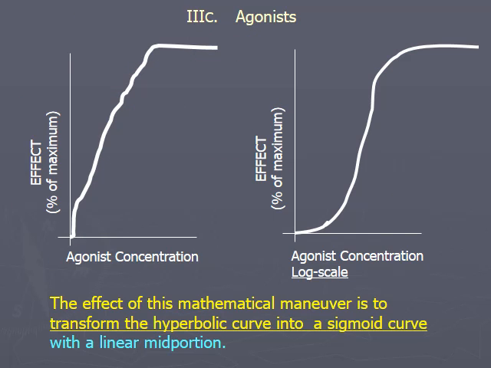And so this curve just reminds us that the left curve and the right curve are really the same. It's just the scale of the x-axes are different between the two graphs. The left curve is a linear hyperbolic function. The right curve is a sigmoidal-shaped curve, linear mid-portion, log scale.